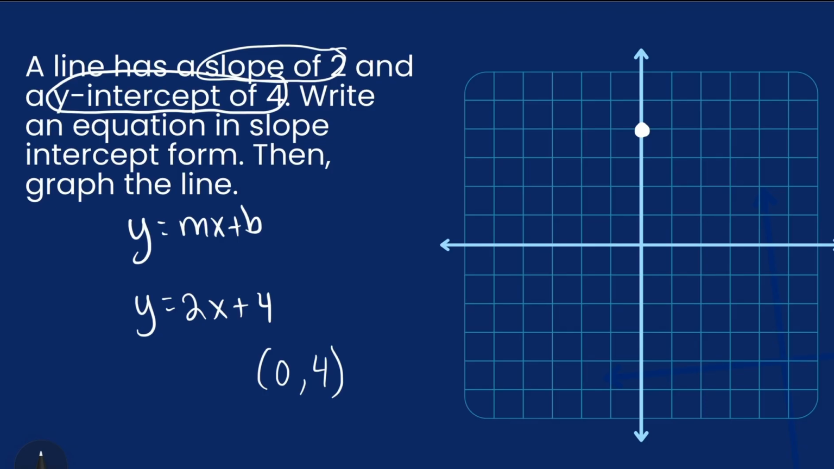And then, similar to how we did in point slope form, where we use our slope to plot the rest, we're going to do the same thing here. The slope here is m equals 2, and this is the same thing as saying 2 over 1. So that means that we're going to go up 2 and to the right 1. Then we're going to do the opposite: down 2 and to the left 1.